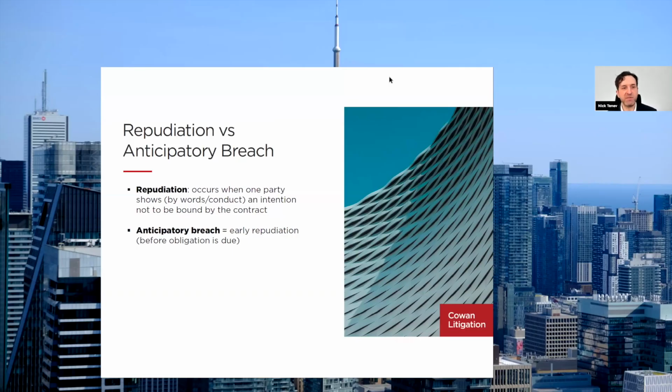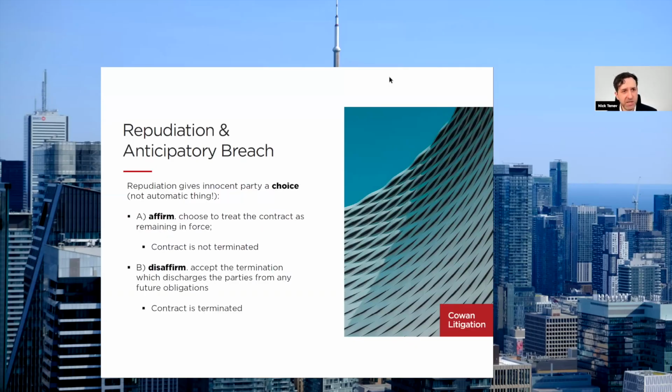So in this case, if on November 10th the buyer said, I will not have the money today, that would have been repudiation. If they said it on November 4th, like they did, that is anticipatory breach because their obligation, the money, is not due yet. So they're telling the other side early that they will be breaching. That's anticipatory breach, but it's just a form of repudiation because they're indicating they will not be bound. They intend not to be bound by the contract.